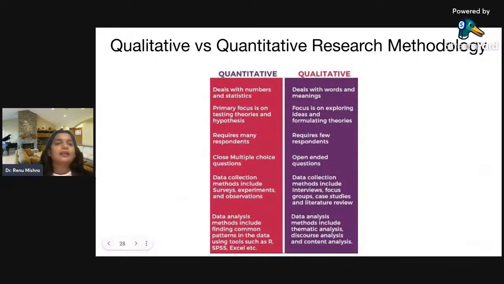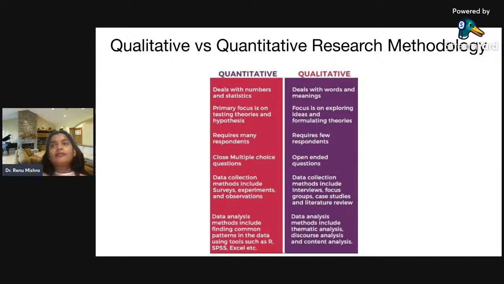Now let's talk about qualitative versus quantitative research methodology. I'm sure that by now you are all clear what is quantitative data, quantitative research, and qualitative research. They are differentiated on the basis of the data type. When you talk about quantitative research, you can understand in your mind that if I'm testing any theory, if I'm testing any hypothesis, my research is quantitative.